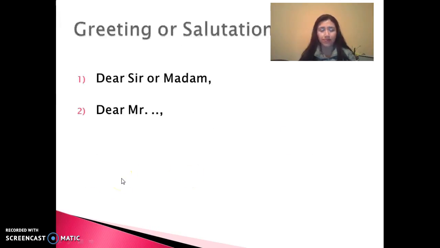Next, the greeting or salutation can start with these expressions: Dear Sir or Madam, when you don't know the name of the person who you are writing to. However, if you know the name of the person, you can use titles such as Mr. or Mrs. or Miss, followed by the surname. You can say Mr. Sanchez or Mrs. Gonzalez.